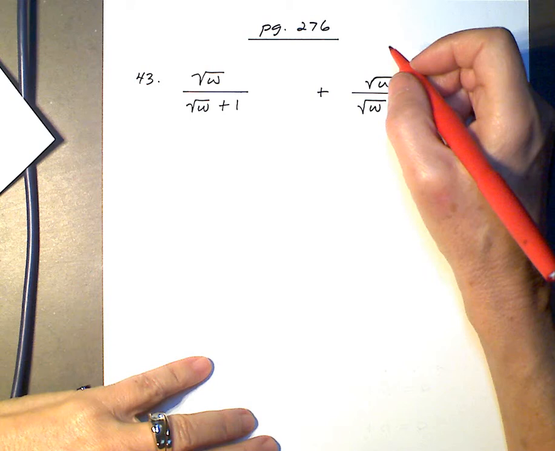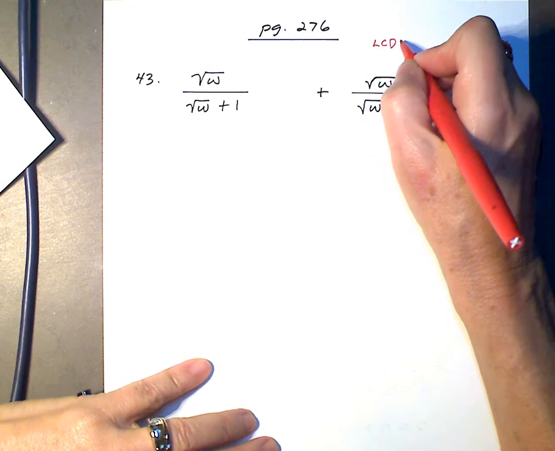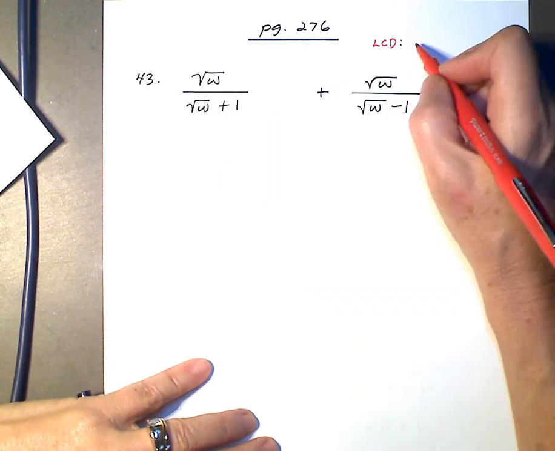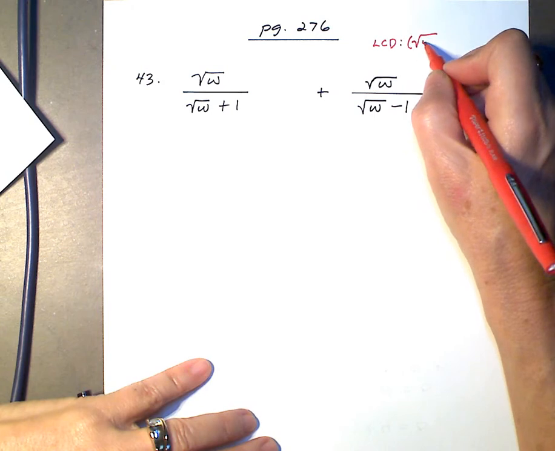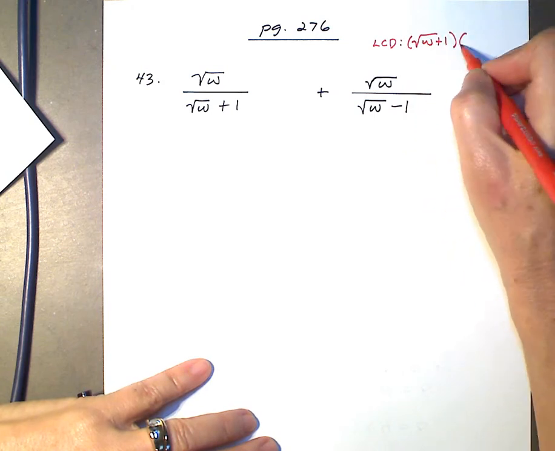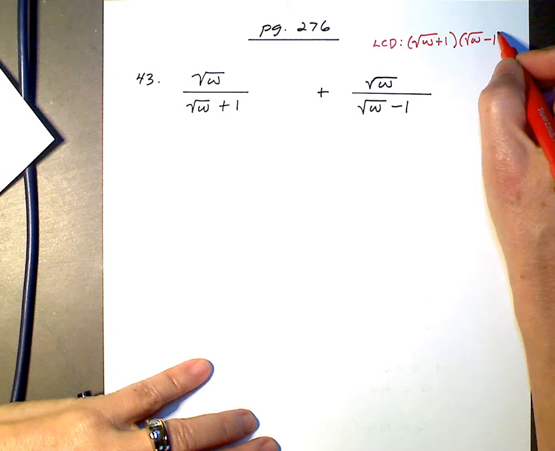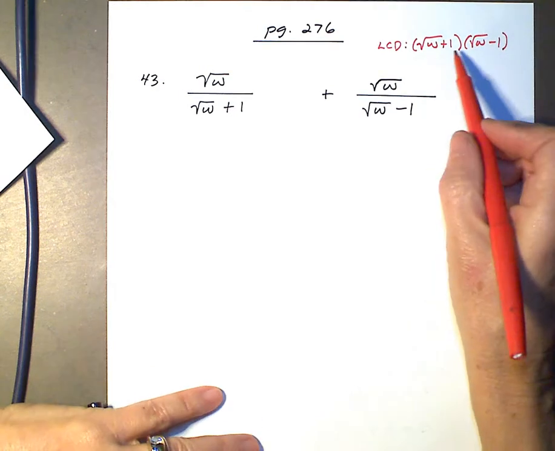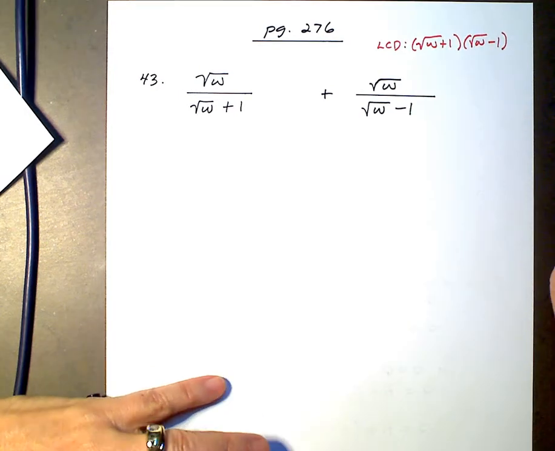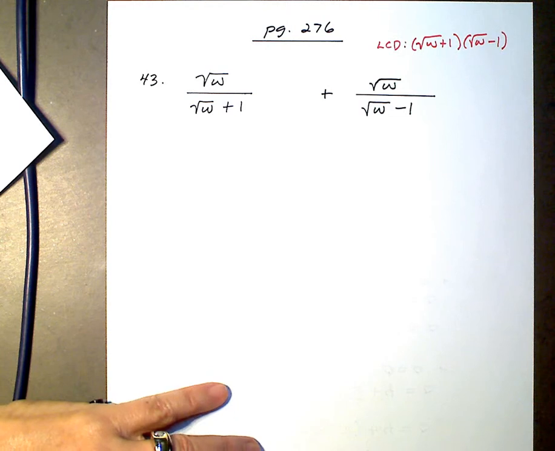So if I figure out what the LCD is, I've got square root of w plus 1, and that would have to be multiplied by square root of w minus 1. So I notice that those are conjugates, and so I know that the radical is going to be going away when I actually do multiply those together.